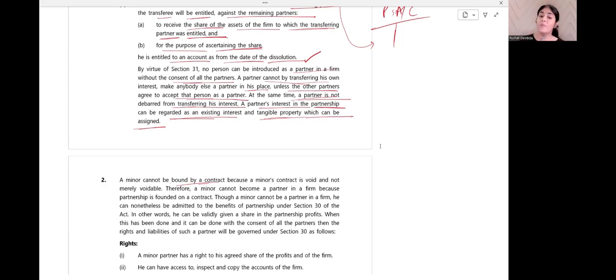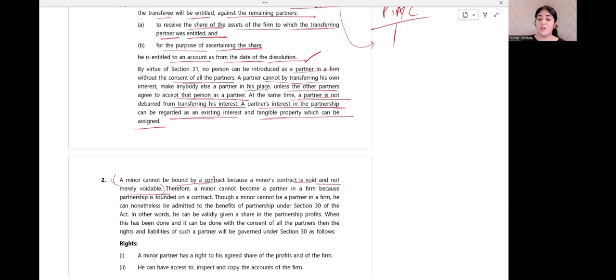A minor cannot be bound by a contract because a minor's contract is void and not merely voidable. It is directly void. Voidable means what? It is at the option of the person who wants to act. But if you are getting into a contract with a minor, that is completely void ab initio. So the first statement, you will relate it to the Contract Act, that a minor cannot be bound by a contract because a minor's contract is void.